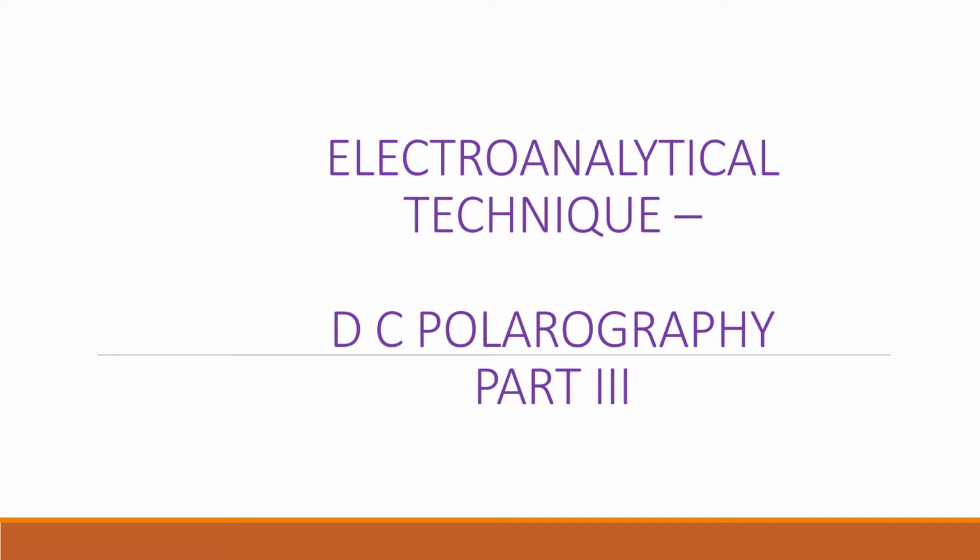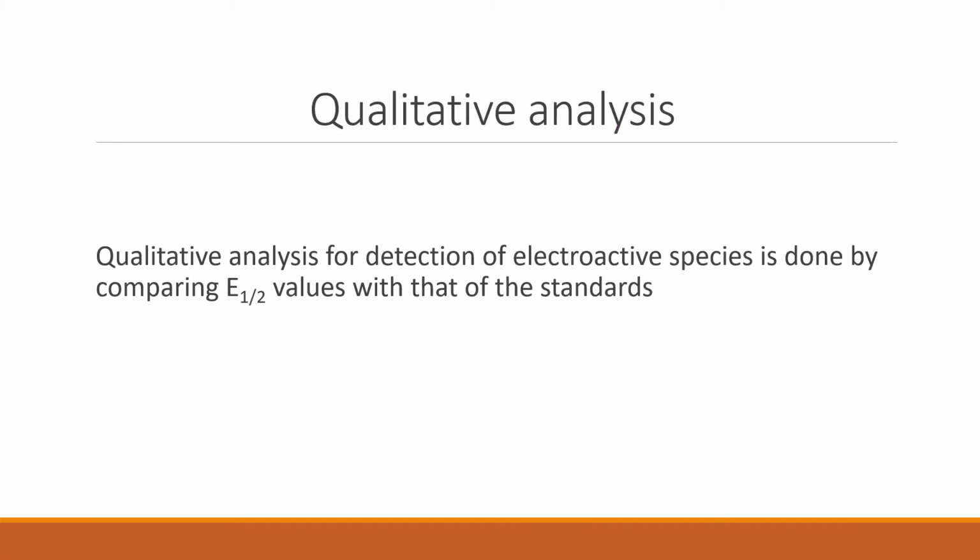Hello students, as we know that qualitative and quantitative analysis are important aspects of any analytical method. So in this video we will discuss the same for the DC polarography method. Now qualitative analysis in DC polarography is based on the comparison of E-half values, that is the half-wave potential values, of the sample with that of the standards. So if your E-half values are the same, it means that the sample and the standard are the same.